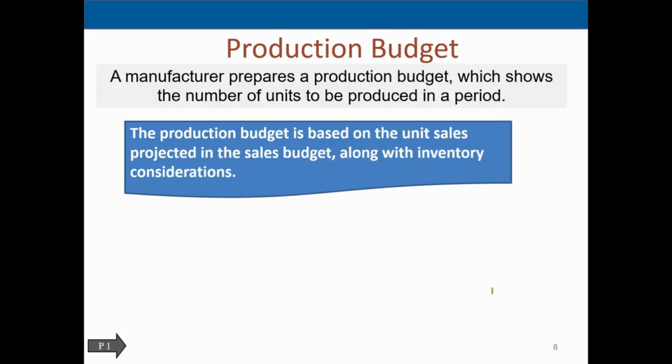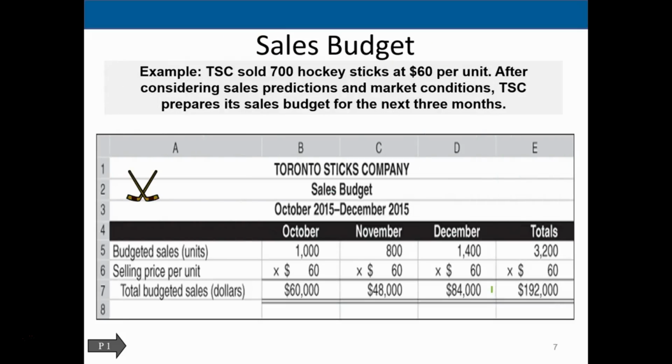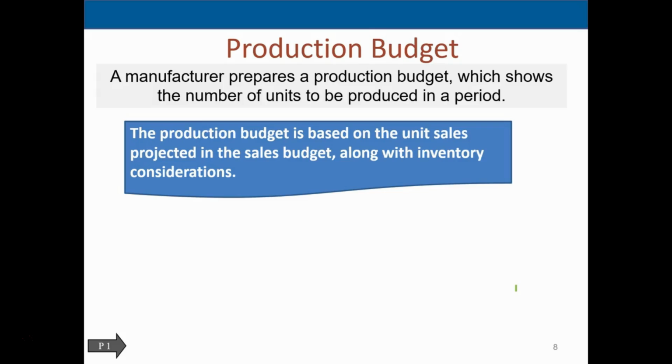Once we do that, we have the production budget. So this is the number of units that we're going to need to make. This is how much it's going to cost. And now we can think about, well, how much do we need to produce? How many hockey sticks in this case do we need to produce in order to meet that? So we have a manufacturer prepares a production budget, which shows the number of units to be prepared in a period. The production budget is based on the unit sales projected in the sales budget, along with the inventory conditions.